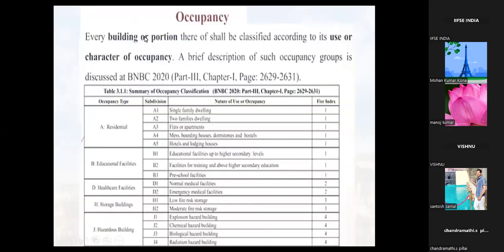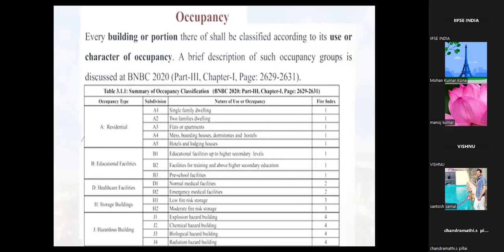Then here, as I was talking about the occupancy, every building or portion shall be classified according to the use or the character of occupancy. A brief description of such occupancy is discussed in BNBC 2020, Part 3, Chapter 1. Okay, now here you can see the summary classification of different types of occupancy.